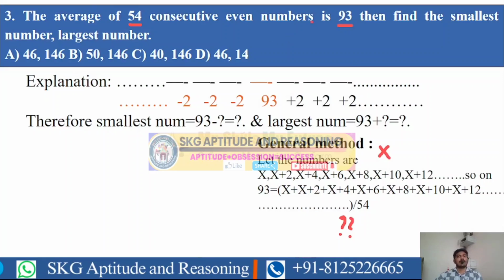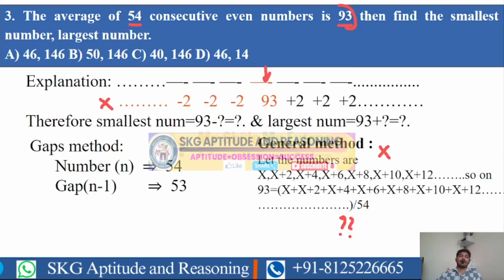So what is said here? There are 54 numbers present, and there is some middle number, this one here. Let this be our middle number, and the average of the middle number is given as 93. And we don't know how many gaps are present here. Suppose if we miss one gap, we'll get the answer in a different manner. So this method is also not giving the answer exactly when compared with the previous two problems here. But if I go with the gaps method here, it will give me the answer very quickly without wasting our time here.